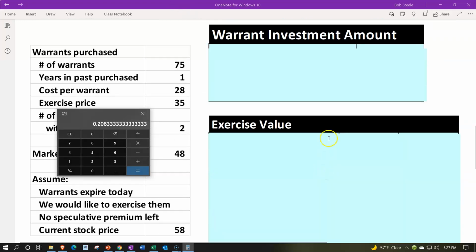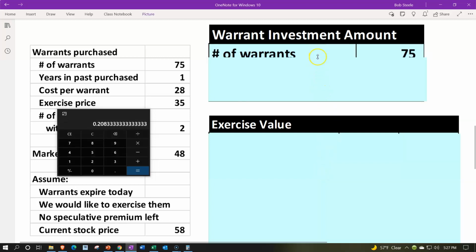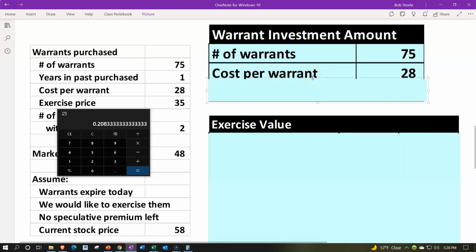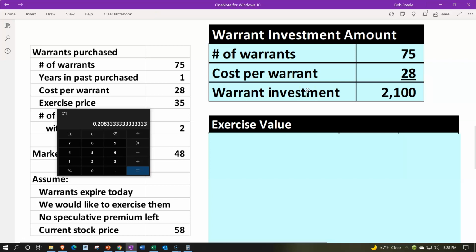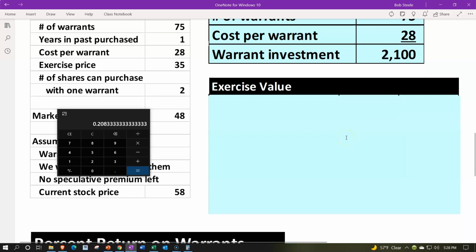Let's think about the warrants then, on the other hand. If we think about the warrants, we're going to say that we purchased the number of warrants, 75 warrants, and the cost per warrant was $28. Therefore, the cost, once again, is that $2,100 that we're now thinking we put into the warrants. Then we're going to exercise the warrants a year later.